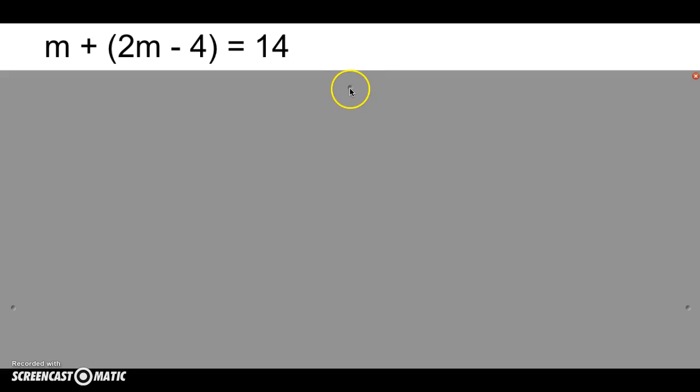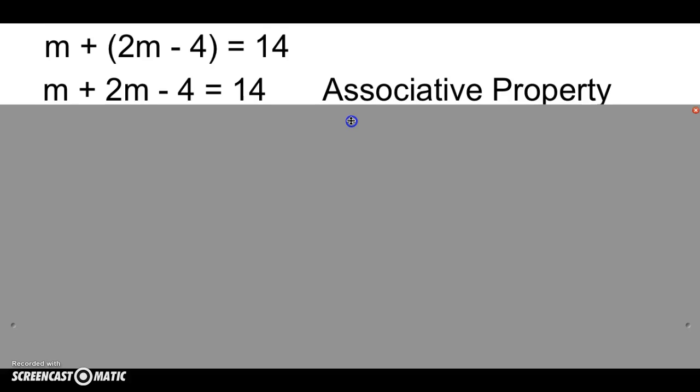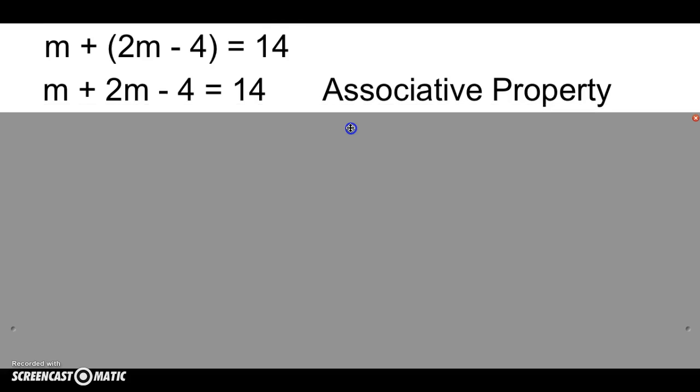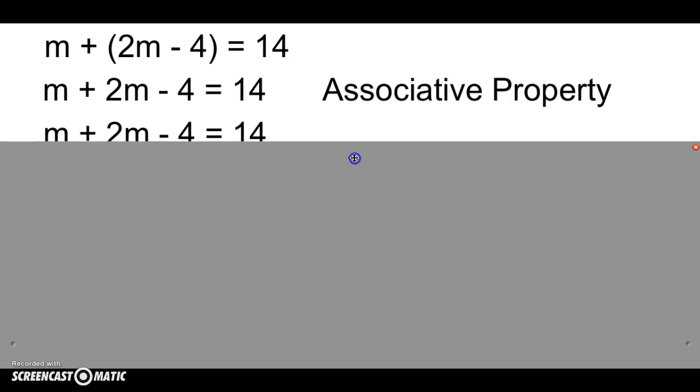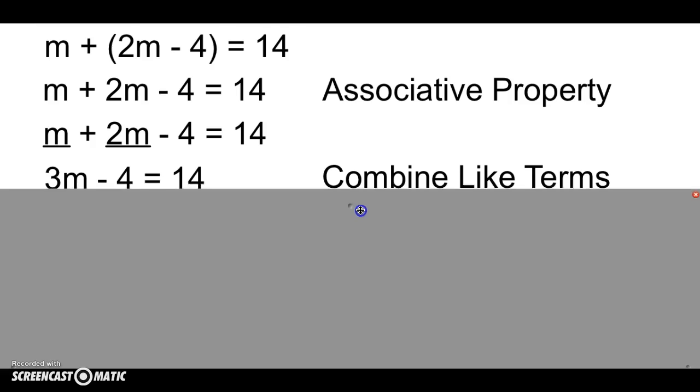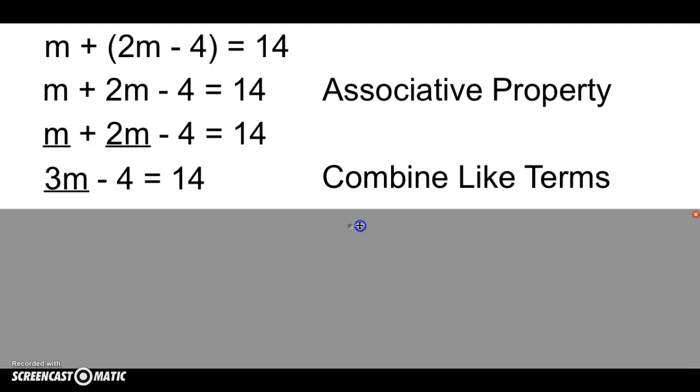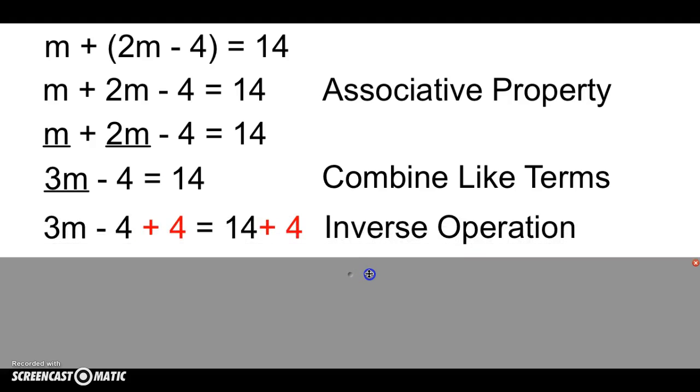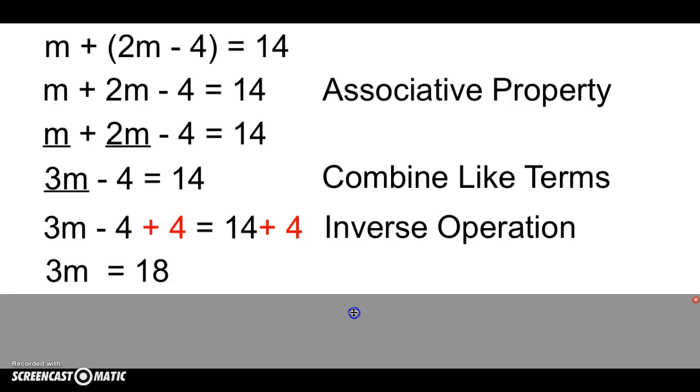Okay, let's work through it together. We start by using the associative property to get rid of the parentheses around 2m minus 4. Now, we identify that m and 2m are like terms. So we combine our like terms, and now we have 3m minus 4 equals 14. Next, we have to get rid of that minus 4. We use the inverse operation, plus 4, and we apply that to both sides of the equation to maintain balance. Now we have 3m equals 18.